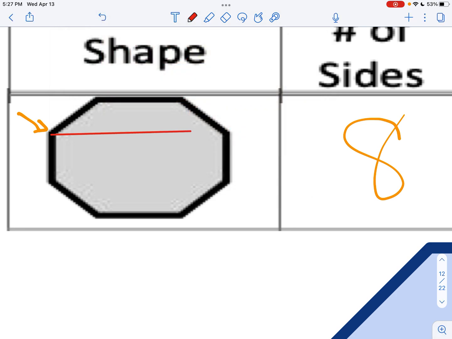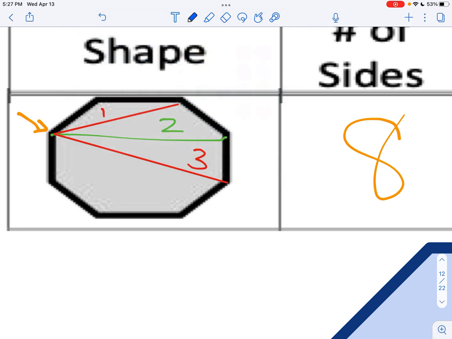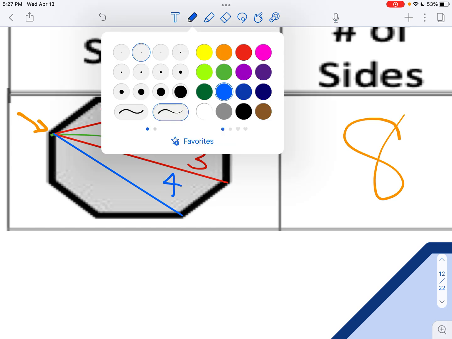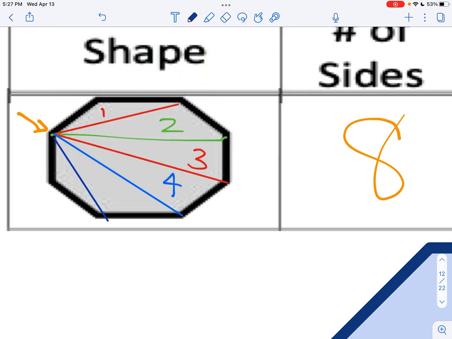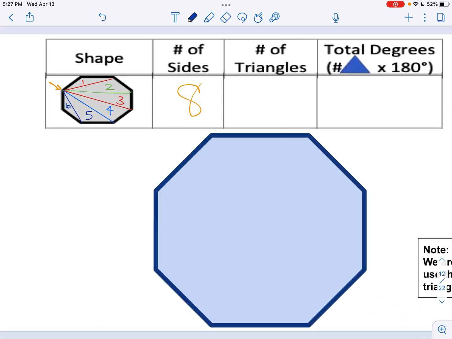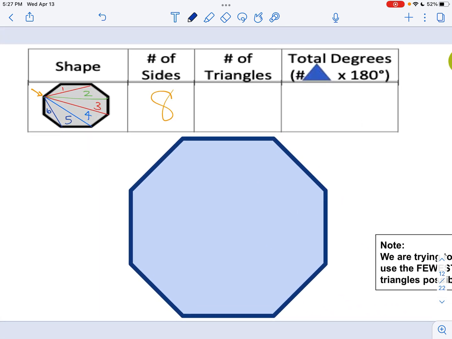If you go straight across, that's not a triangle, so you got to go up. 1, they're getting smaller. 2, 3, 4, be careful. That next one gets us to 5 and 6. There are 6 triangles hiding inside there.